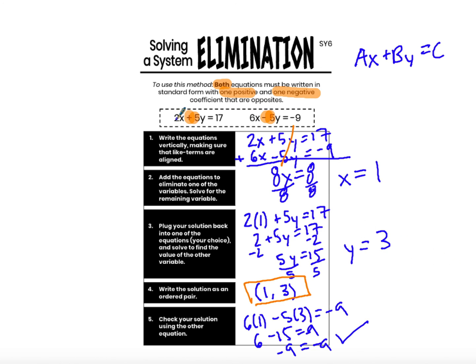I'm going to check mentally. 2 times 1 is 2, plus 5 times 3 is 15. 2 plus 15 is 17. And yep, I'm confident that this ordered pair, 1, 3, is a solution to both equations, and that means that it is a solution to the system.